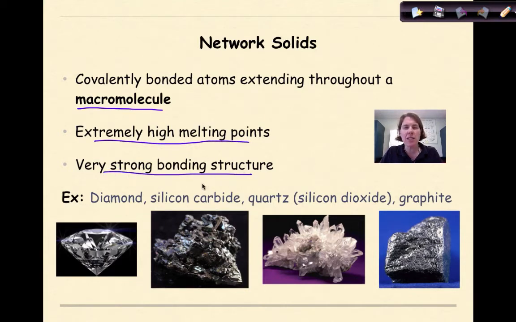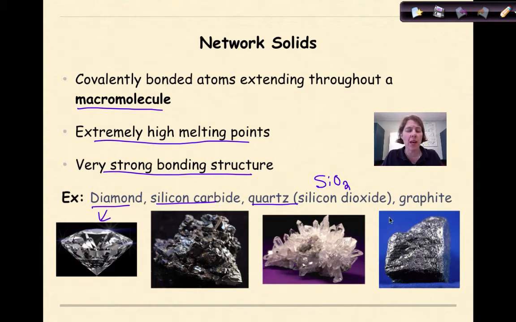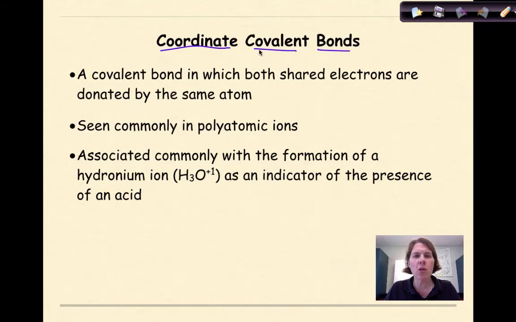Some classic examples of network solids are diamonds, as we see in this little picture down here, silicon carbide, quartz, which you might have studied about in earth science, otherwise known as silicon dioxide, which has the formula SiO2, and graphite. So if you're writing with a pencil, you're writing with graphite, and that is a type of network solid. Then we have something known as a coordinate covalent bond.